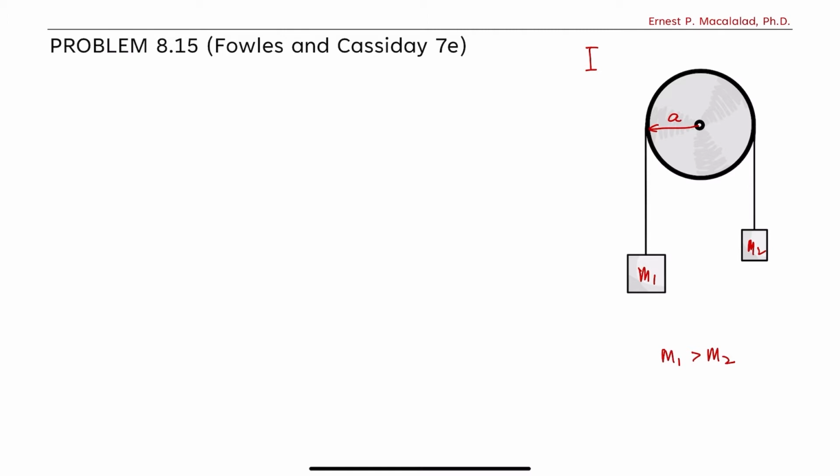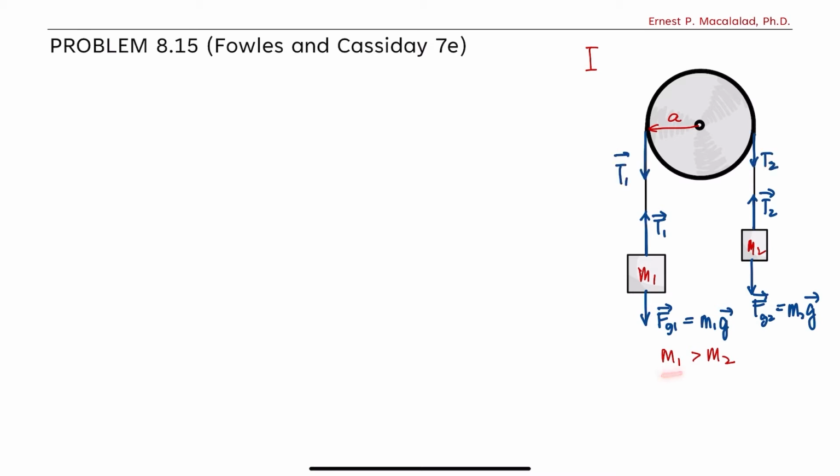Just like any mechanical problem, let's first identify the forces acting on our objects. For m1, we have the gravitational force Fg1, which is equal to m1 g vector. For m2, there's also weight, Fg2, which is equal to m2 g vector. Aside from these two, there are two tensions: the tension acting on m1, T1, and the tension acting on m2, T2. On the pulley, the same tensions are applied on the rim, T1 and T2.